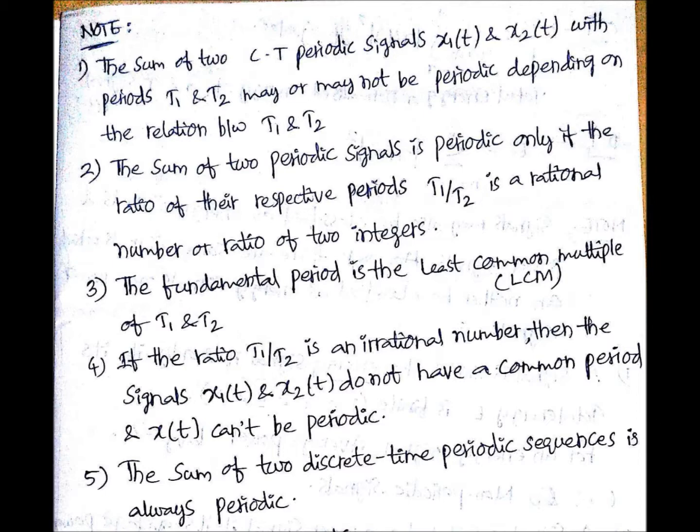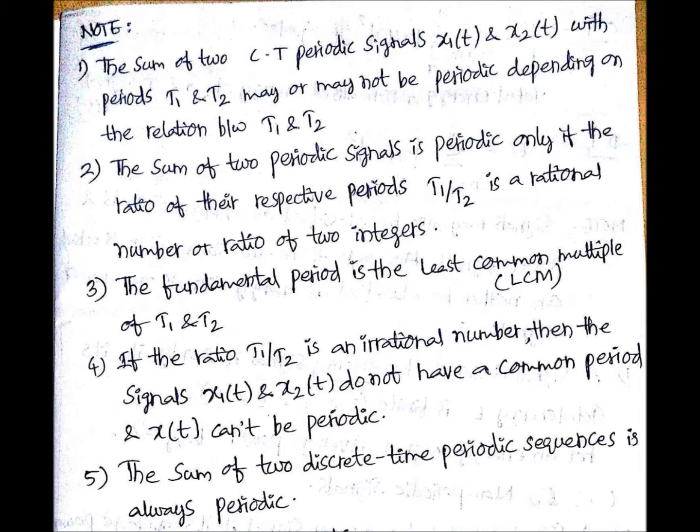Because there can be a case where it may not be periodic. Suppose T1 by T2 is not a rational number. Suppose the ratio T1 by T2 is an irrational number, then the signals x1 of t and x2 of t don't have a common period. That's why x of t cannot be periodic.